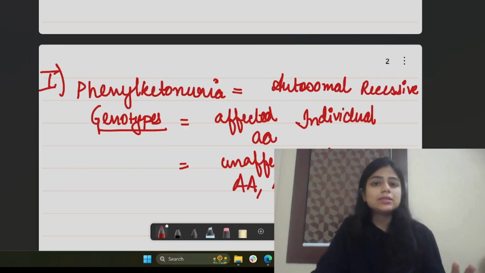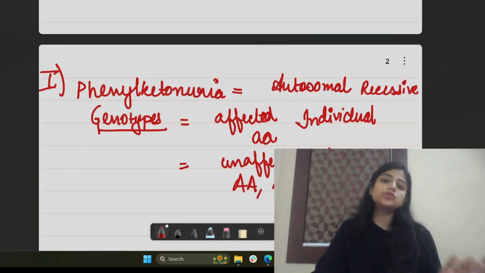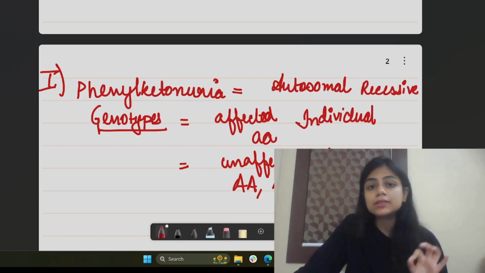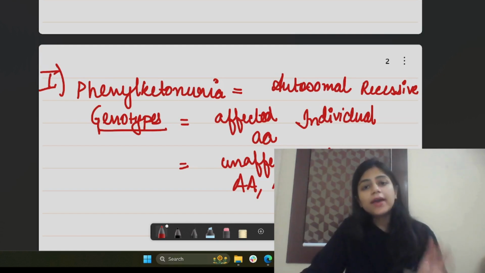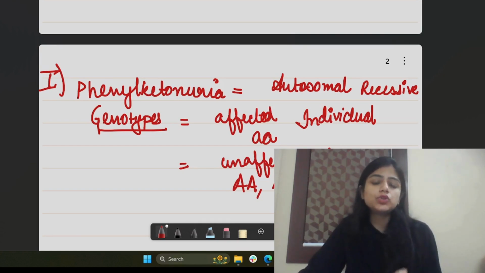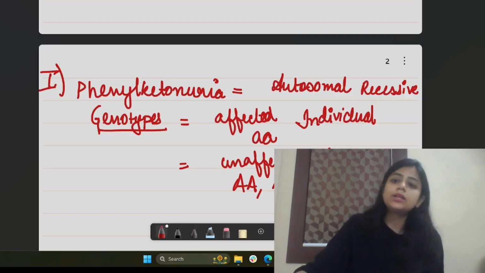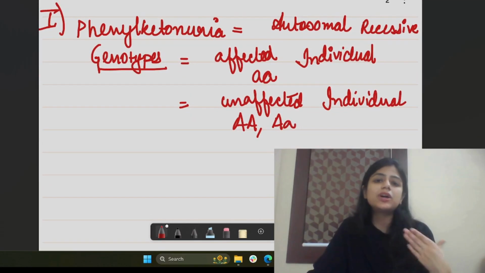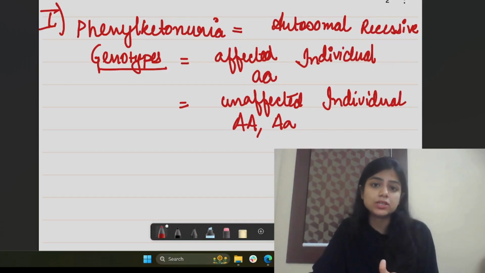So all the diseases associated with autosomal recessive will have small a represented in their genotype. However, the unaffected individual will have the genotype of capital A, small a. Let's move ahead. Why are we taking A? Because we are considering it to be an autosomal disease.